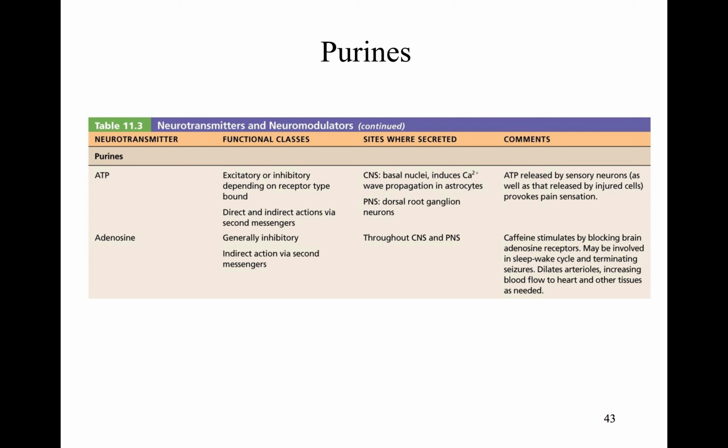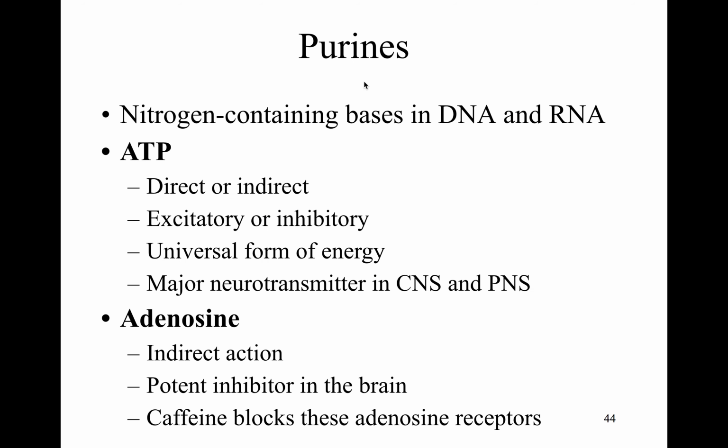Purines are another group of neurotransmitters. So there's going to be two purines that can act as neurotransmitters. We have ATP and we have adenosine. So purines, remember, are some of our nitrogen-containing bases in DNA and RNA. ATP, or adenosine triphosphate, is going to be a neurotransmitter that can act directly or indirectly. It could be excitatory or inhibitory.